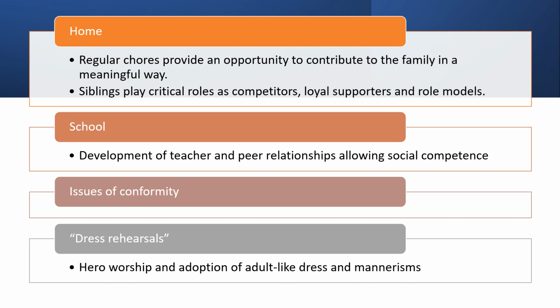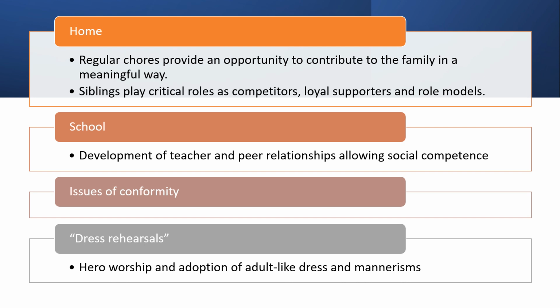Like I mentioned a while ago, their aim is to have very good acceptance from their parents. So if they follow the house rules, and if they have a very good sense of responsibility over their siblings, they will be recognized and many more. Next is the school: development of teacher and peer relationships, allowing social competence. Like I mentioned a while ago, they are now focused on their friendships with their classmates, being accepted, and being in a peer group, and many more.